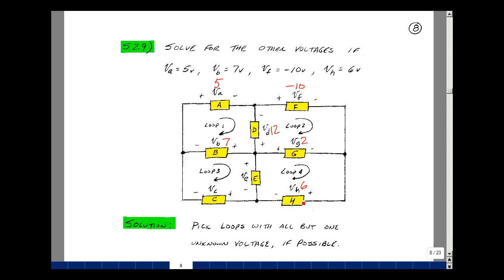Now if I go around loop 4, again I know 2 of the 3 variables, I can solve for the remaining one. Let's go around the loop again clockwise. I have a drop of V sub G, a drop of V sub H, and a rise of V sub E. So V sub E is equal to V sub G plus V sub H. In other words, 2 plus 6, or 8. So this is 8 volts.